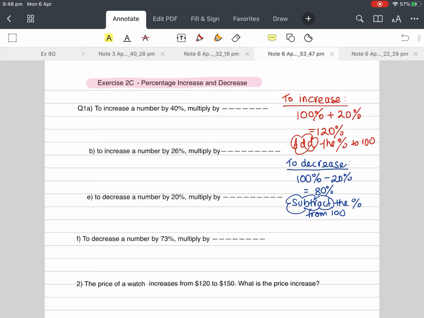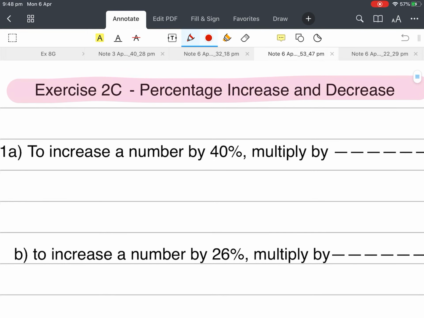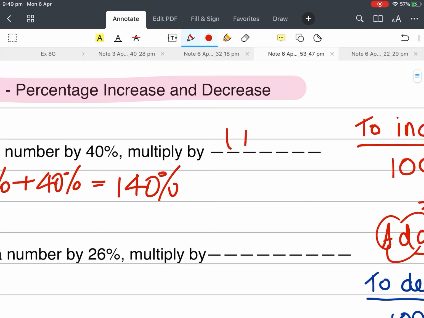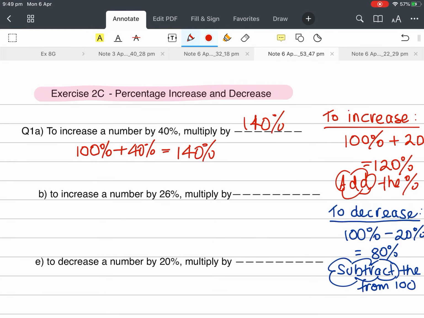So in question 1a there it says to increase a number by 40%, multiply by, so what we have to do there is we have to go 100%, we add on the 40%, and that gives us 100 plus 40 is 140. So that means we're going to multiply by 140%. Okay? Now the next one says to increase the number by 26%, multiply by.